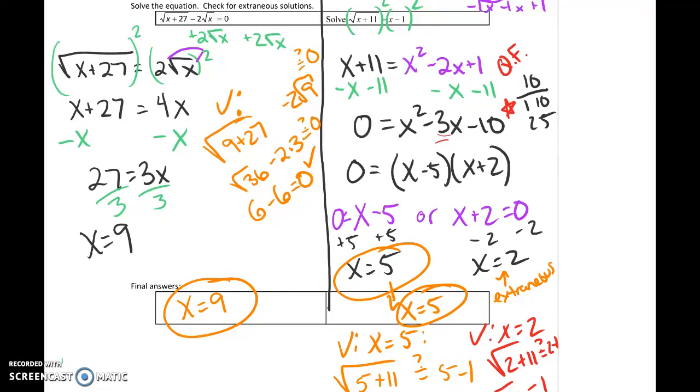There's a ton of other radical equations I could have given you. These only have square roots in them, which is actually kind of really nice of me. So you're welcome. Okay, bye.